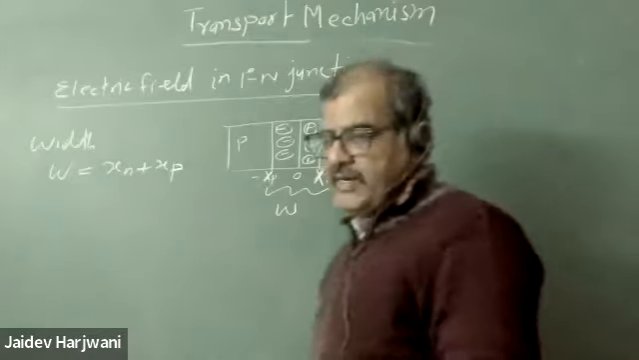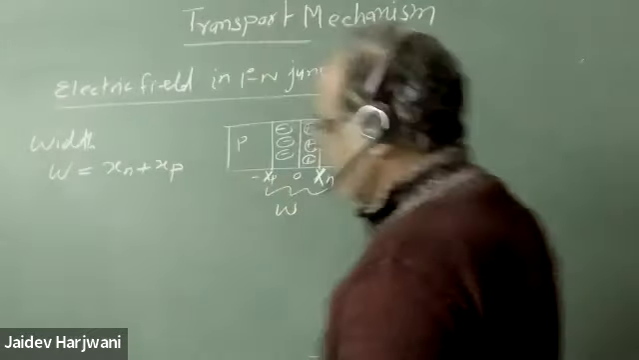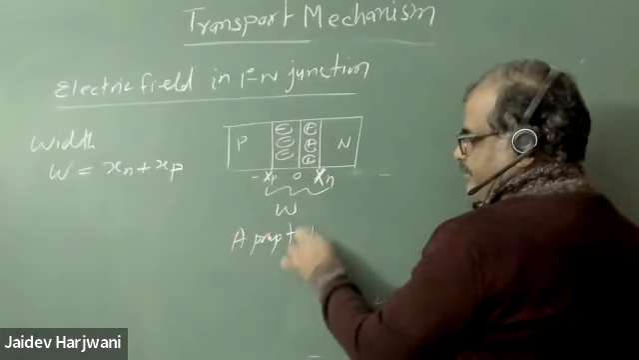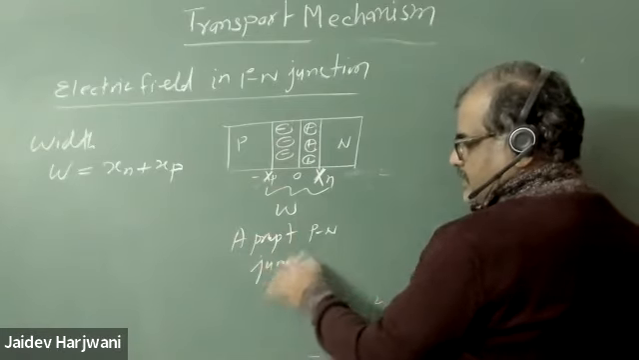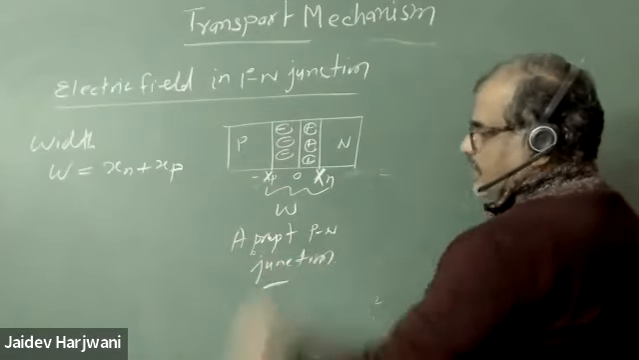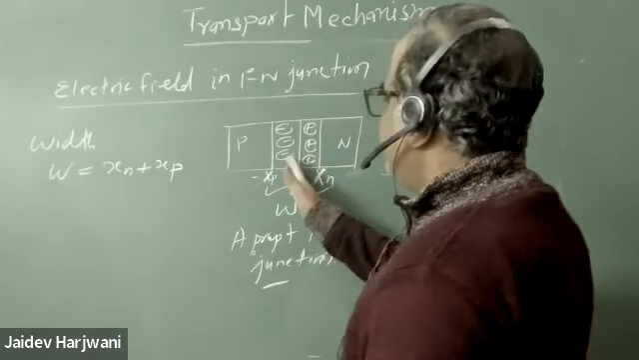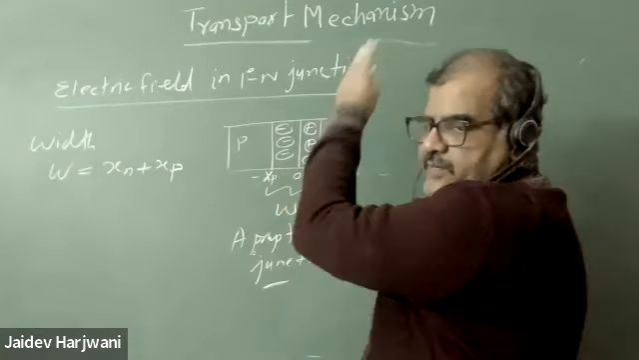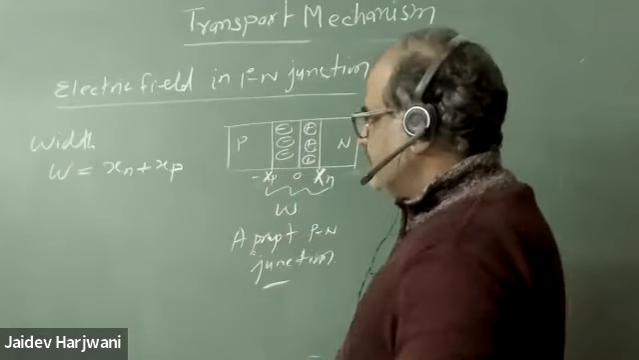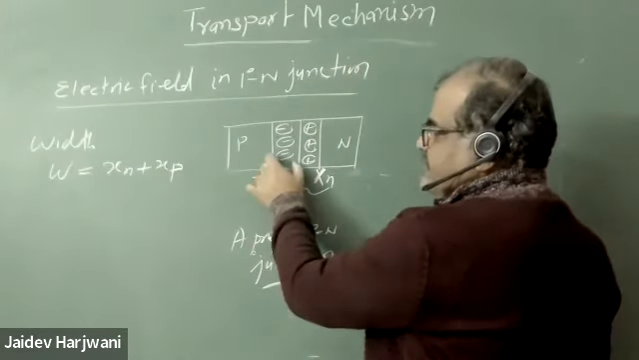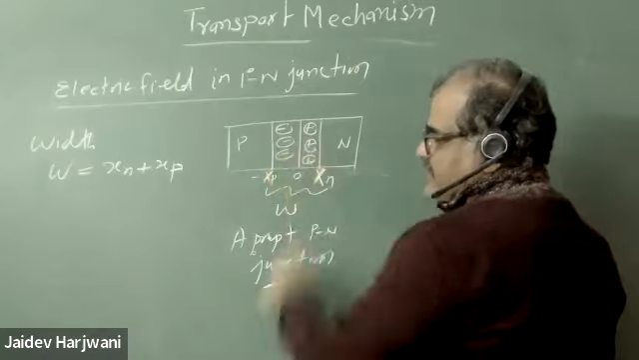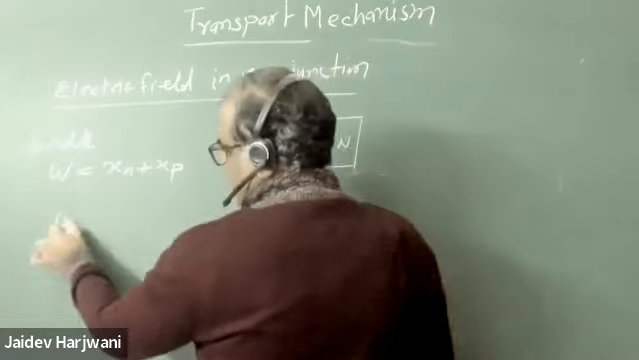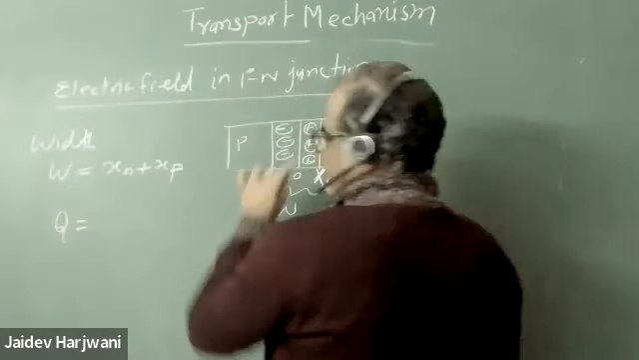This type of junction is called an abrupt PN junction. Why is it called abrupt? You see, on one side of the junction you have negative charge, and suddenly when you move across the boundary, you get positive charge. If I want to write how much charge is present here, how can you write the charge?